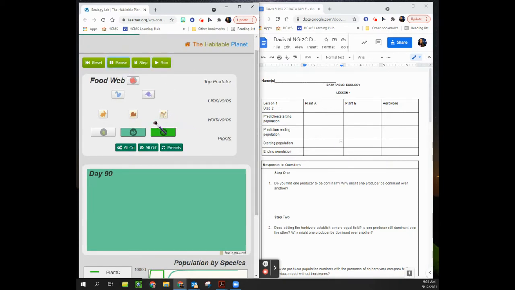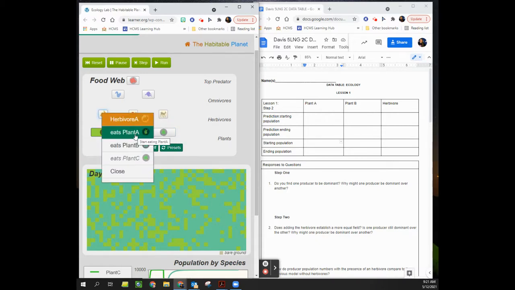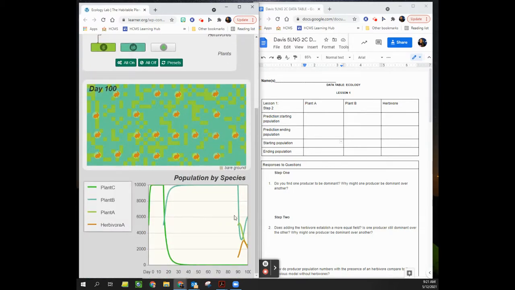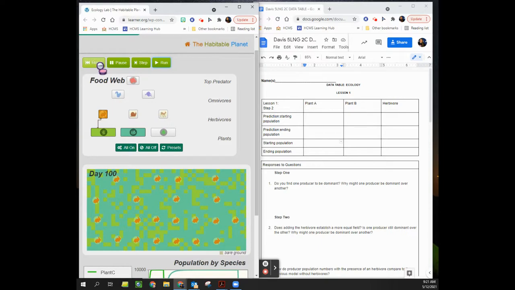Then I'm also gonna add in an herbivore. Now that's 3 plants, so I have to take 1 off, and I'm going to add in an herbivore. So then you can also specify which plant it eats. Okay, and run it again. And then you'll see, so actually I want to reset. I go from 0, got my 2 plants, my 1 herbivore, and run.